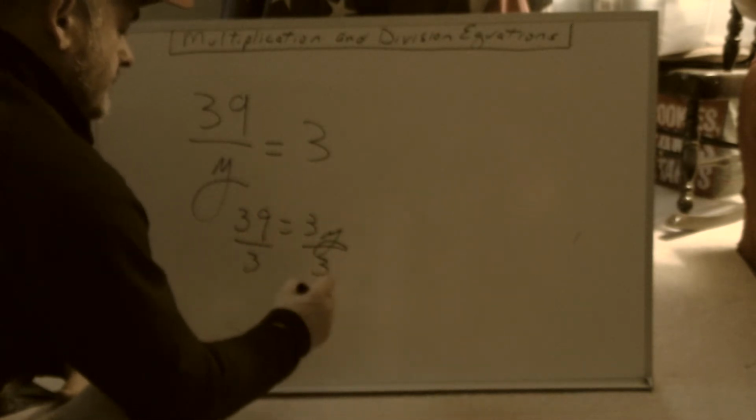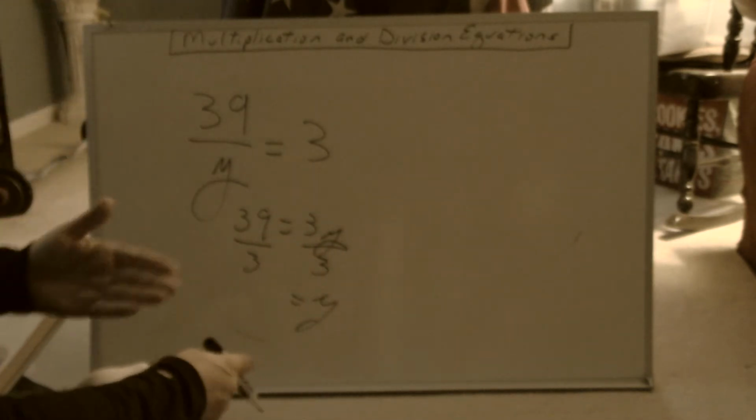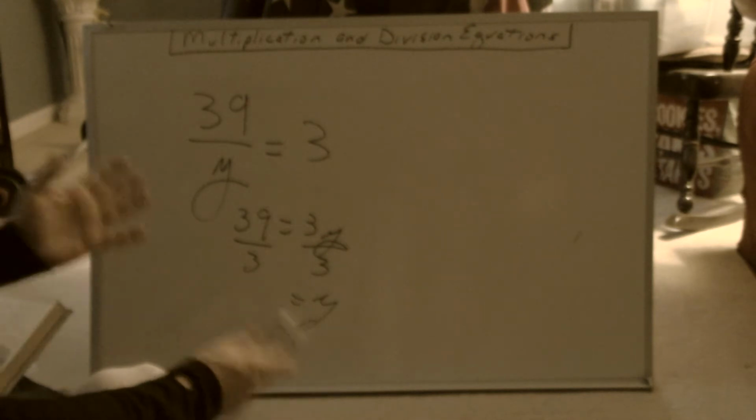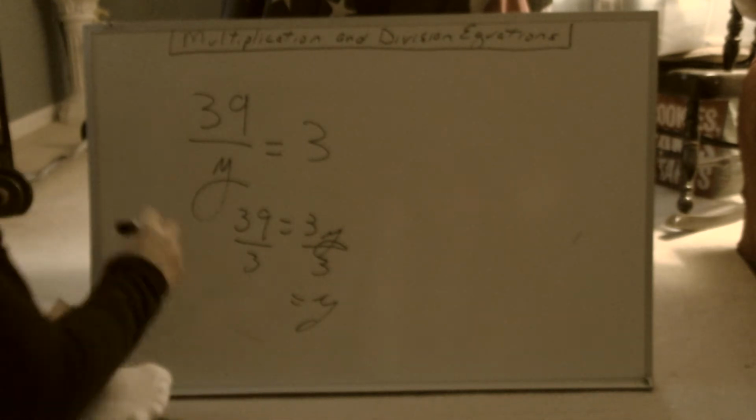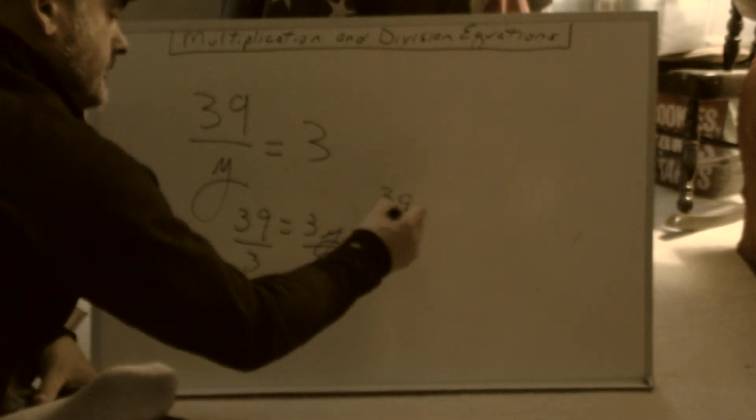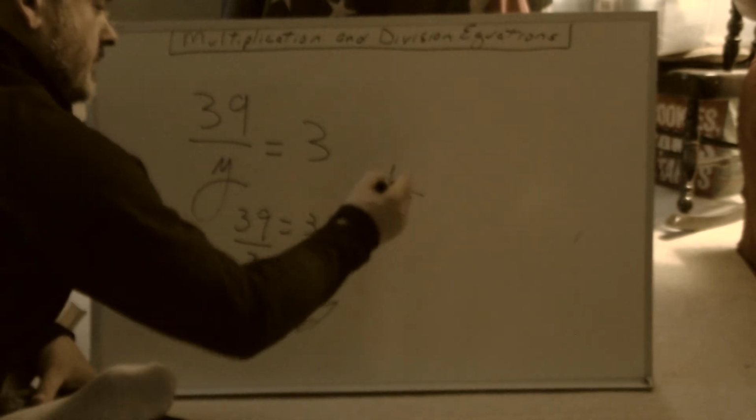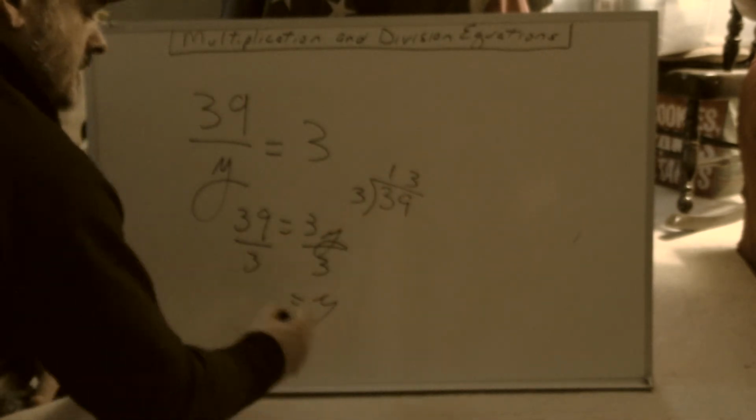Divide by 3. And you know in algebra what you do on one side you have to do on the other. It's like a scale. And 3 into 39. 3 into 1 is 3. 3 into 9 is 3. So it's actually 13.